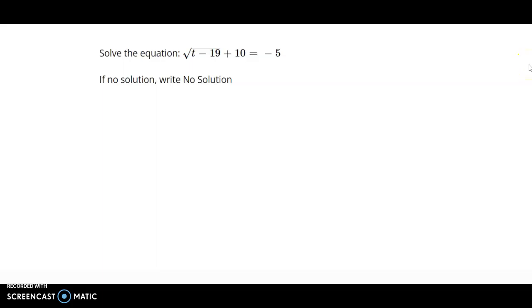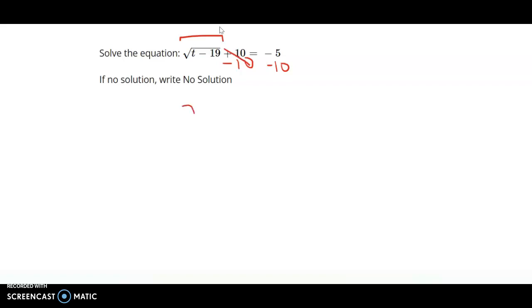We need to solve this equation, the square root of t minus 19 plus 10 equals negative 5. So when you're solving these types of equations, the very first thing you want to do is isolate this square root part right here. We want to get that all by itself. So first thing I'm going to do is subtract that 10 from both sides to start isolating it.